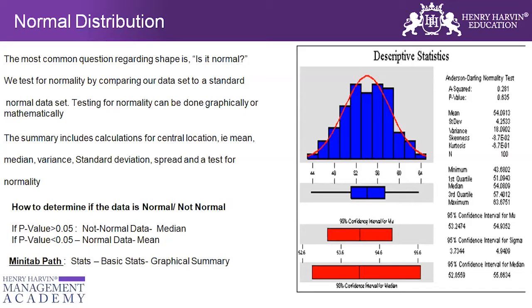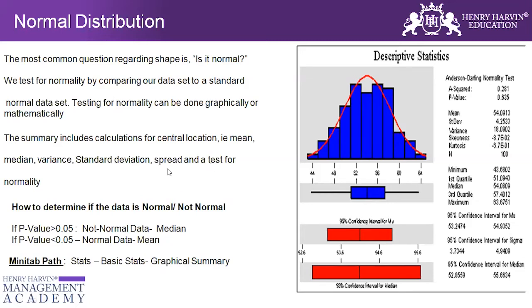In normal distribution, we talk about whether the data that we are working upon is normally distributed or not. With the help of that, we do a normality test. The normality test tells us whether this data is normal or not normal. If it is normal, it means it's normally distributed. If it is not normal, we would call it not normally distributed. We can do this test graphically or mathematically, and the summary includes calculations for central location, that is mean, median, variance, standard deviation, spread, and a test of normality.